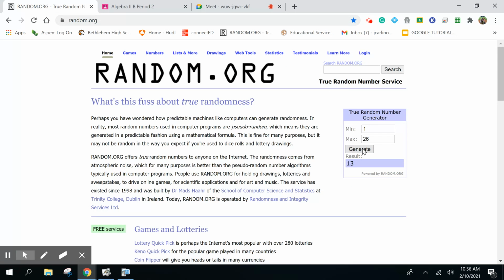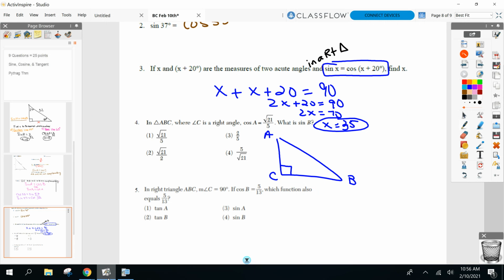Here we go. Let's roll. Sophia, what do you think here? What's got to be the sine of B? Radical 21 over 5. Also radical 21 over 5. Yep.